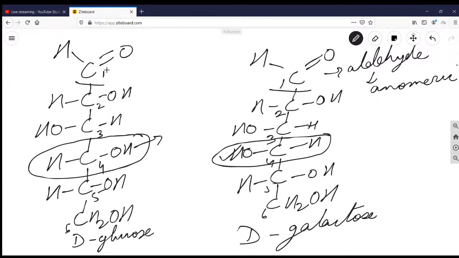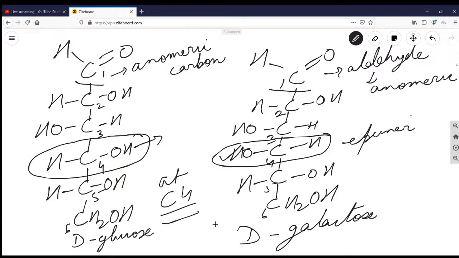So except the anomeric carbon, to which the functional group is attached, for any other carbon, if the attachment of the groups is not in the same direction but in the opposite direction, that is known as an epimer. So I can say that D-galactose and D-glucose are epimers at carbon number 4, because at carbon number 4 the OH is on this side for glucose and on this side for galactose.